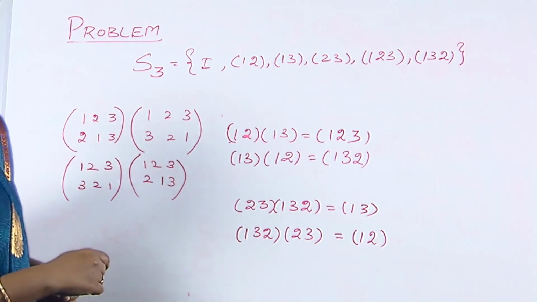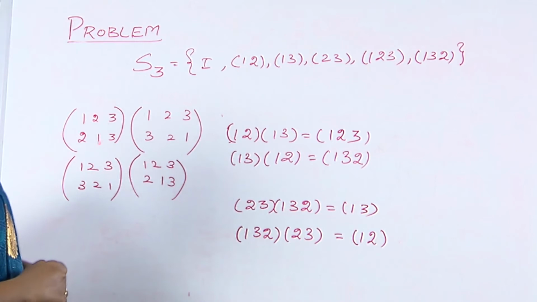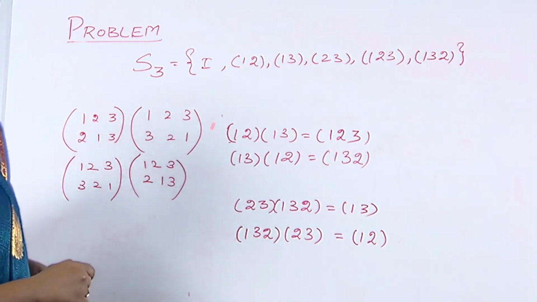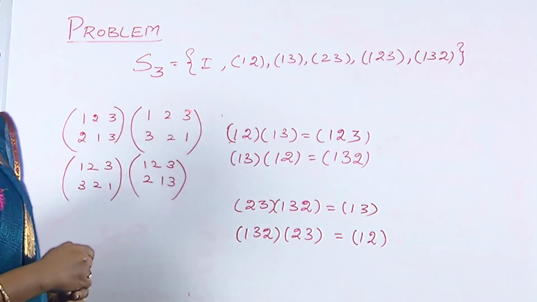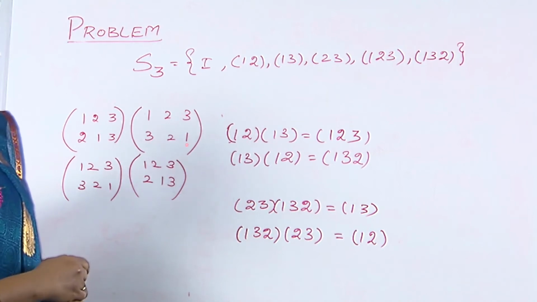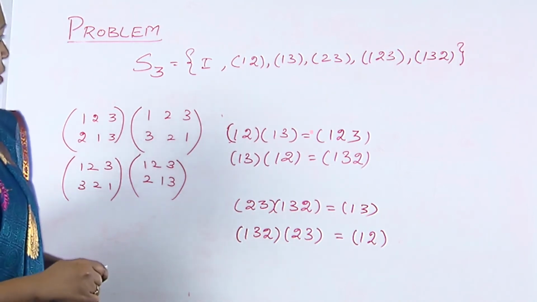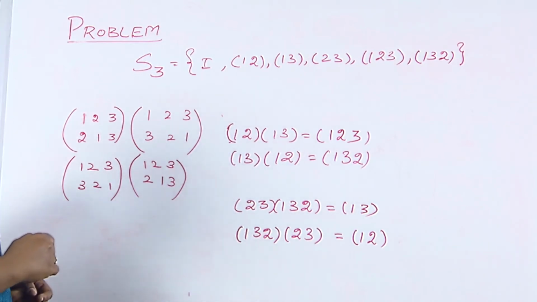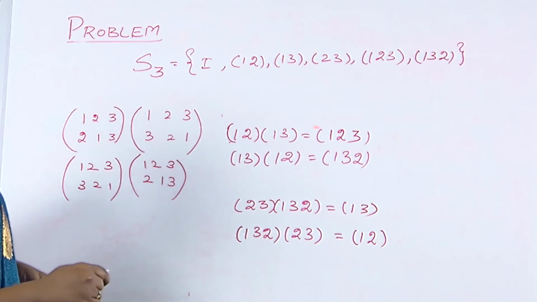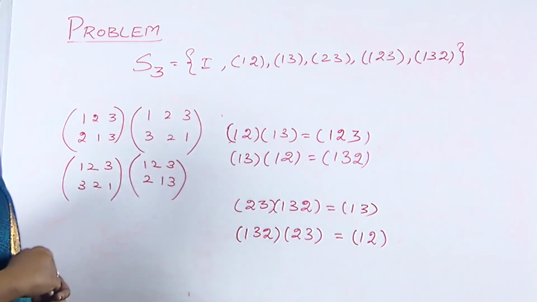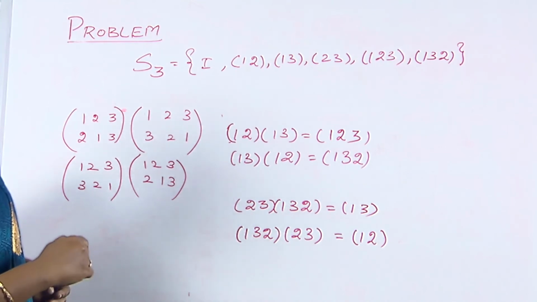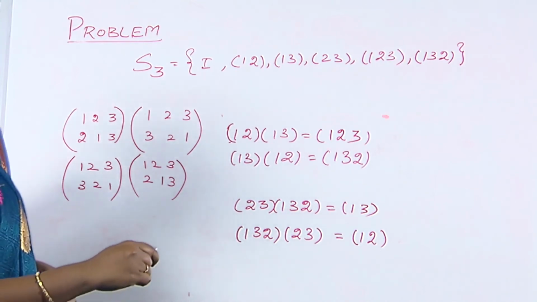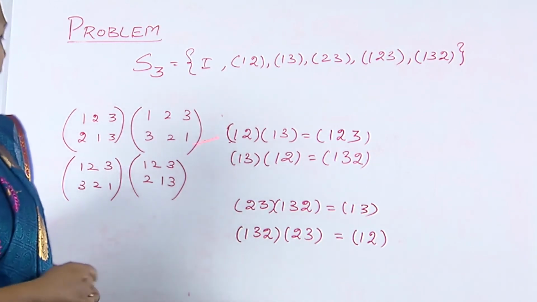So cycle (1 2) has been represented as 1 goes to 2 and 2 goes to 1, 3 goes to 3 itself. So that's the meaning of this cycle (1 2). And similarly cycle (1 3) is being written here: 1 goes to 3 and 3 goes to 1, 2 goes to itself. Therefore, when we are doing the product, 1 goes to 2 and 2 goes to 2, so 1 goes to 2. Then similarly 2 goes to 1 and 1 goes to 3, and therefore 2 goes to 3. And here 3 goes to 3, 3 goes to 1, and therefore 3 goes to 1. So it is represented as the cycle (1 2 3).